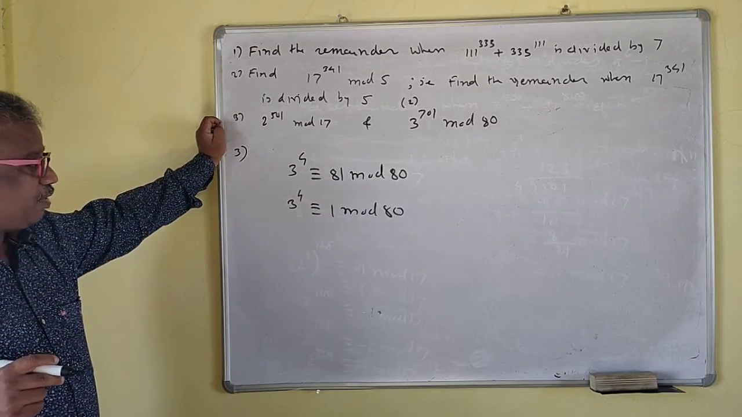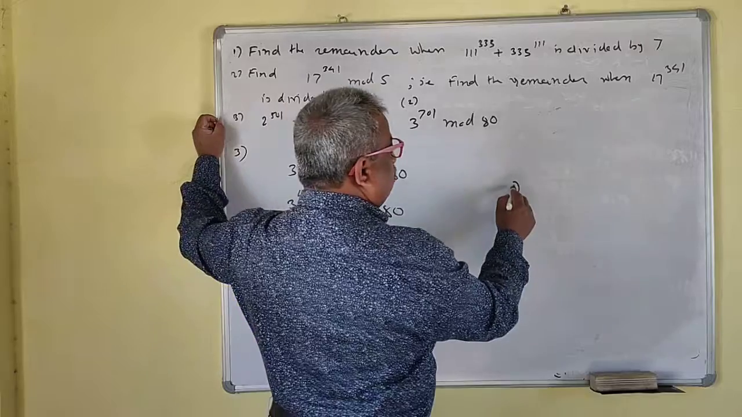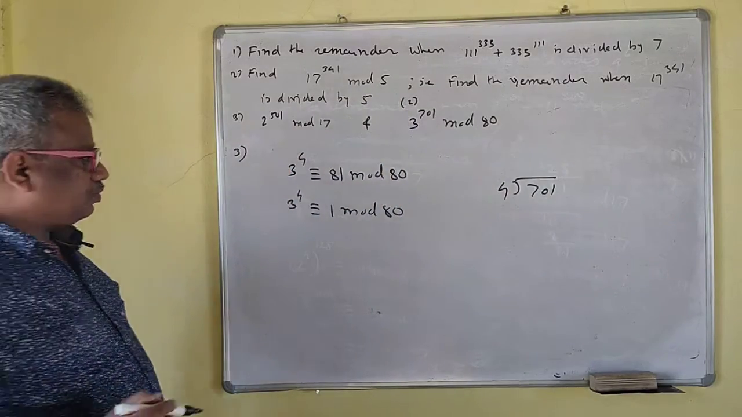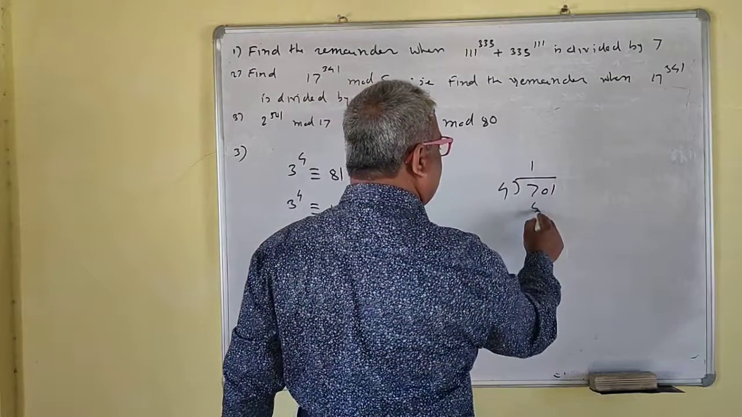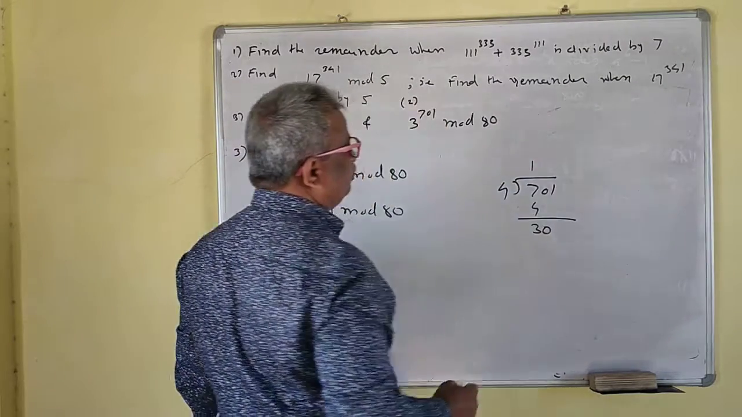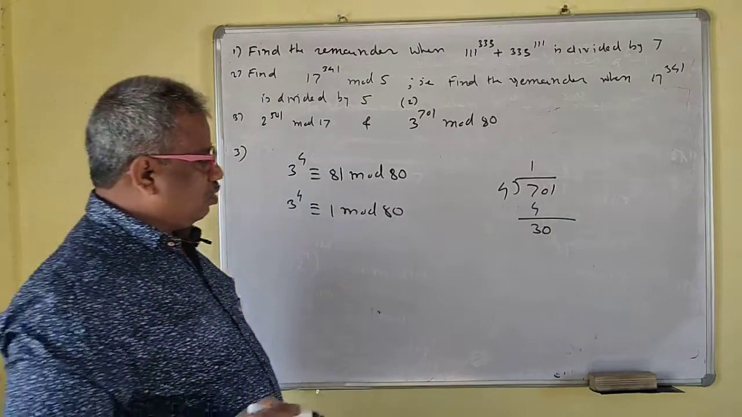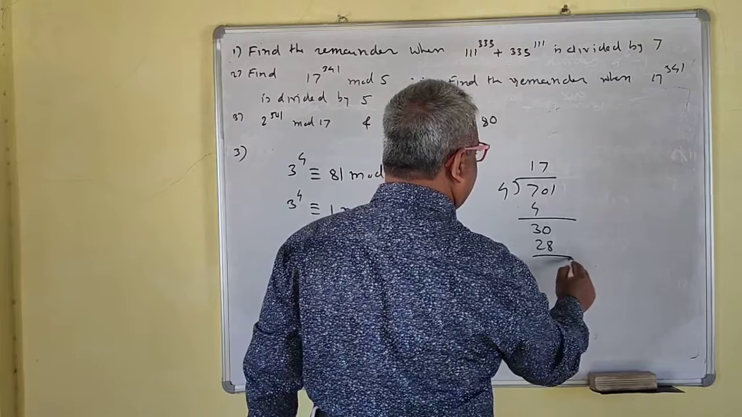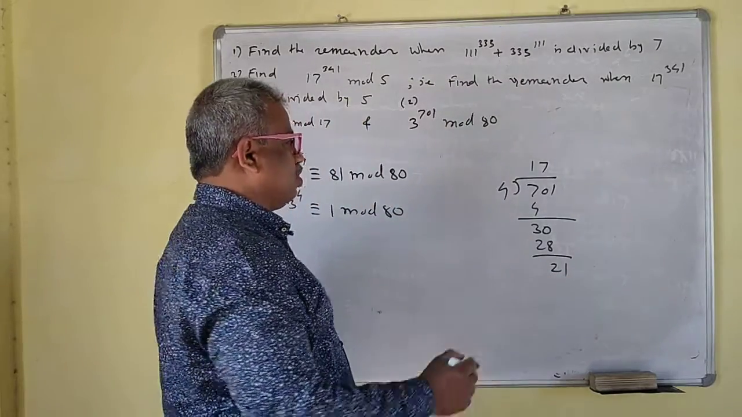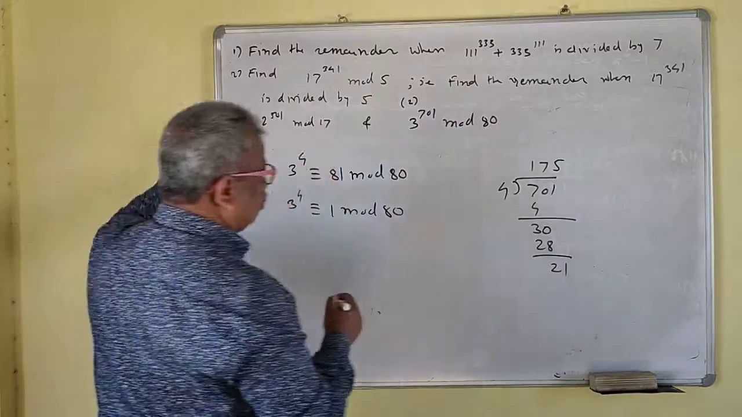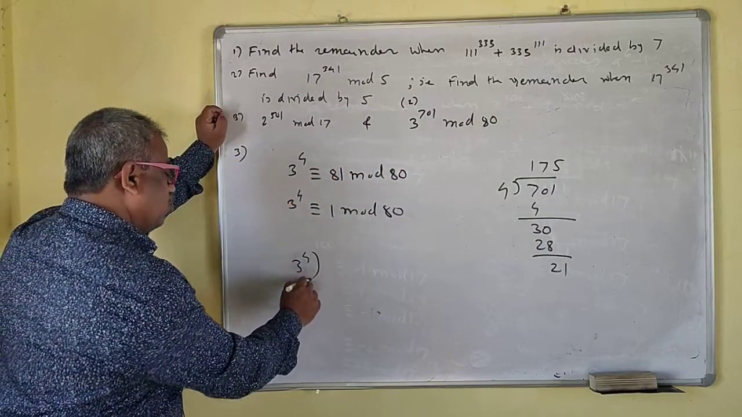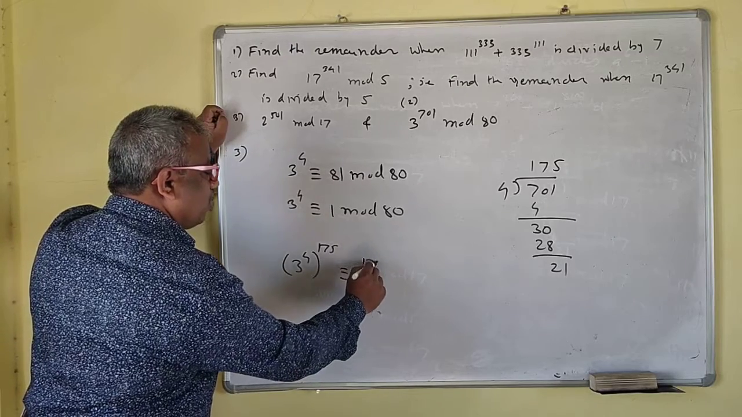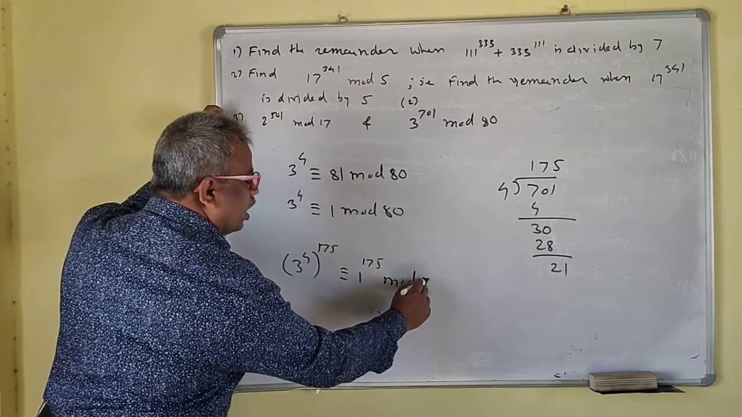So what we will do is divide 701 by 4 and find the quotient. 4 times 1 is 4, 4 times 7 is 28, so this is 175. So we will take 3 raised to 4 power 175 is congruent to 1 to the power 175 modulo 80.